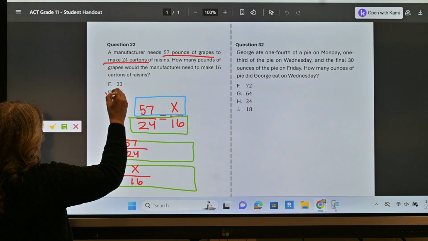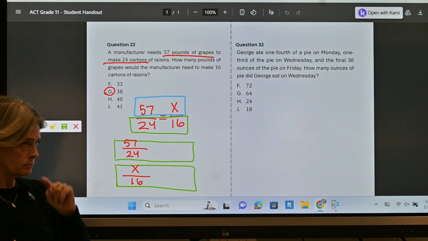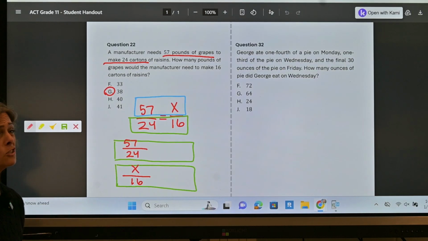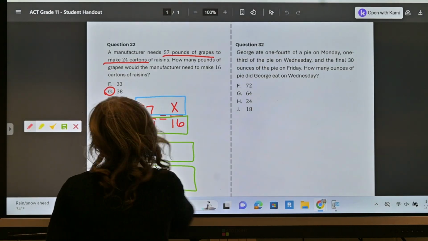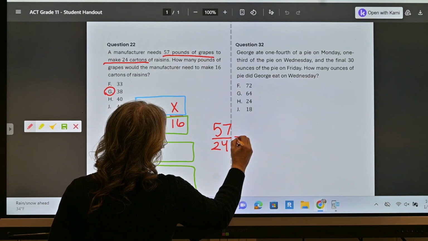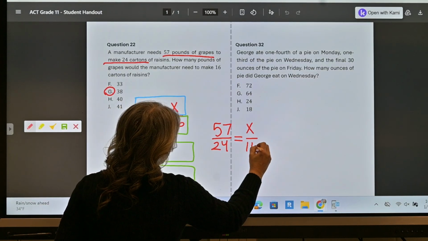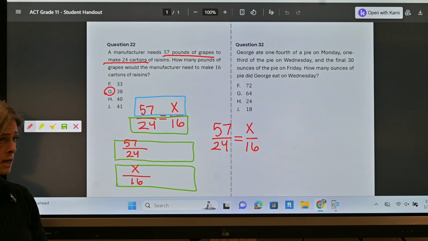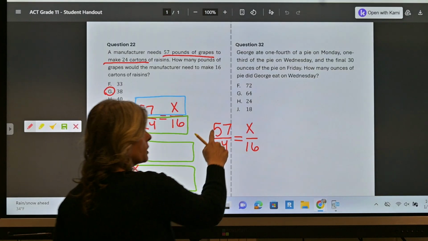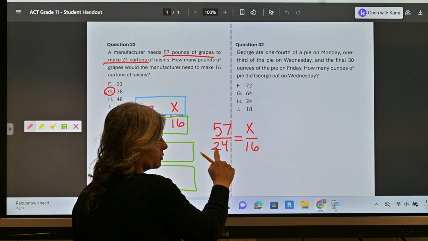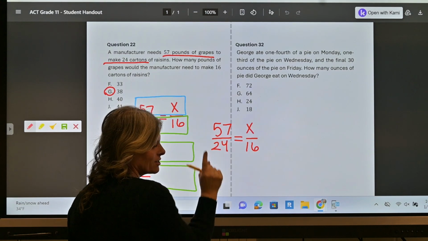38, that's correct, okay. Now, I want to show you one other way, because there really is no reason to go to your numeric solver on a problem like this, because you can just do it in your regular calculator. So I'm going to rewrite this real quick. So, 57 over 24 equals x over 16. When you're doing this in your regular calculator, you can do it all in one line, okay? You're going to multiply the numbers that are diagonal, and you'll divide by the odd number that's diagonal from your x. I'll say that again, okay?